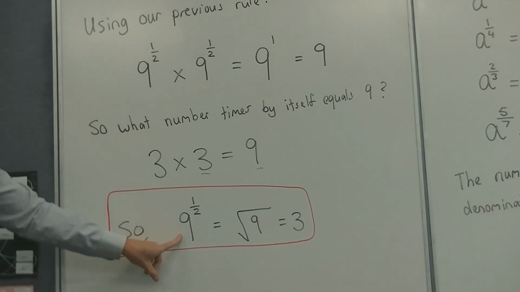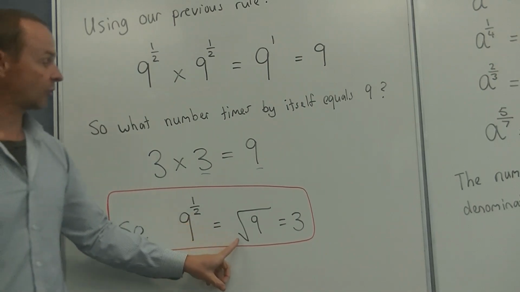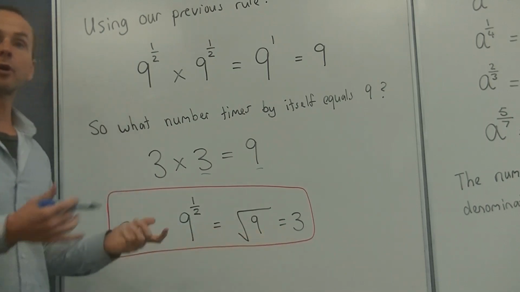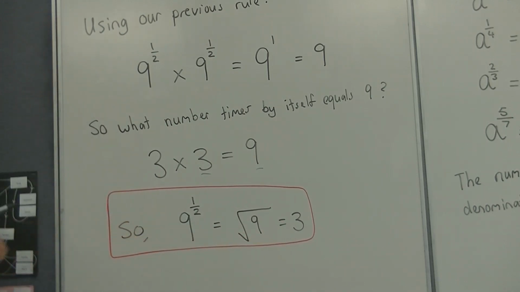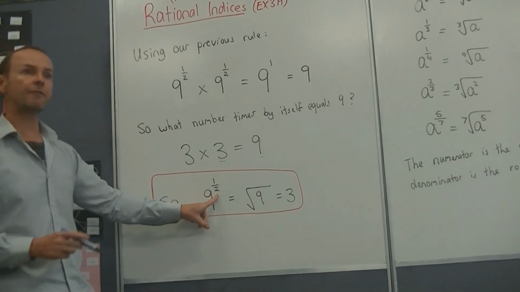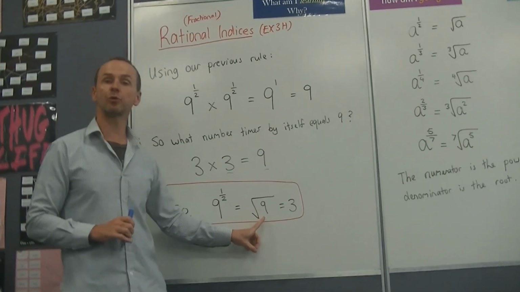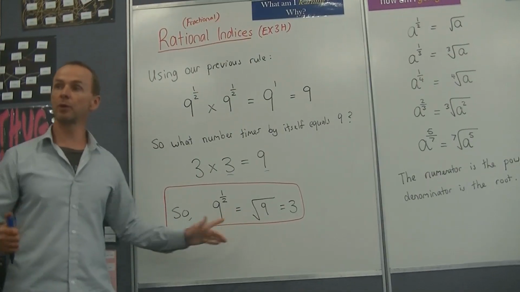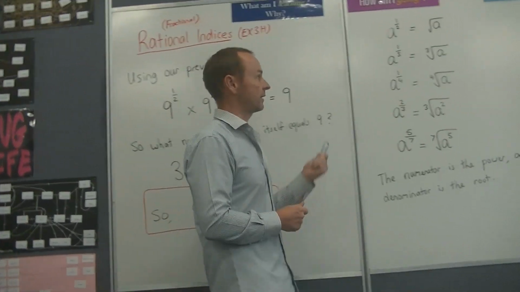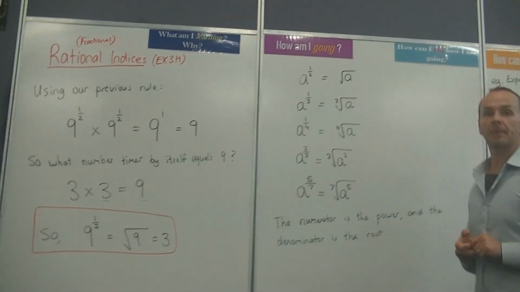So 9 to the power of a half is actually equal to the square root of 9 because that equals 3. So I've just proven to you that this whole thing about fractional indices, if you've got something to the power of a half, the power of a half means it's a square root. So that's the rule that I've just tried to prove to you, and I'll explain how it works when we actually do this. So let's have a look.